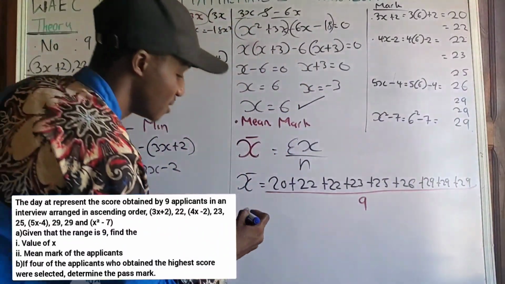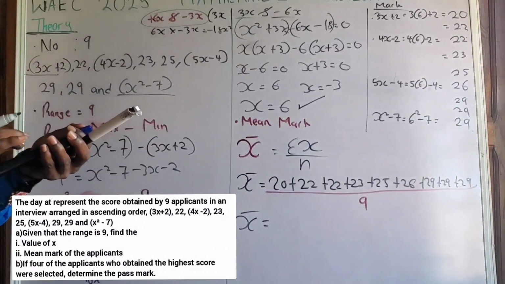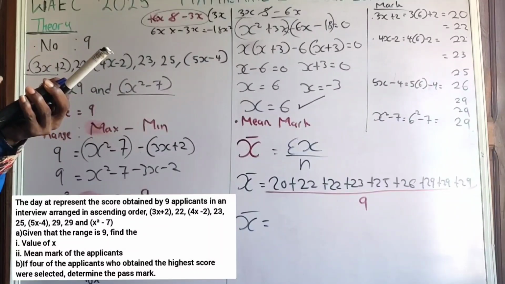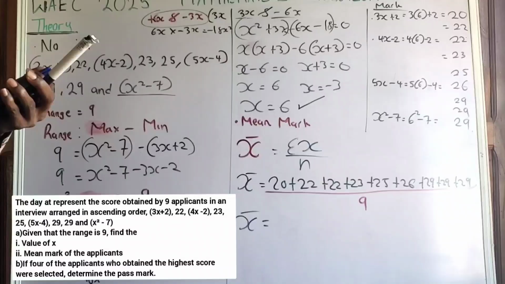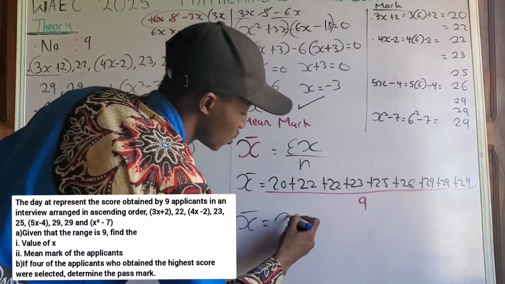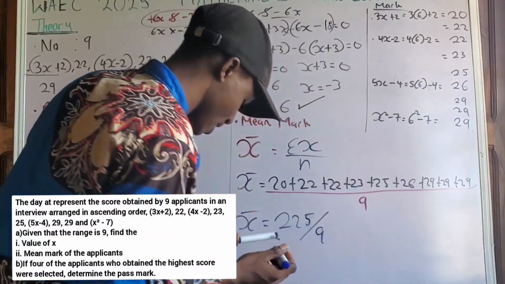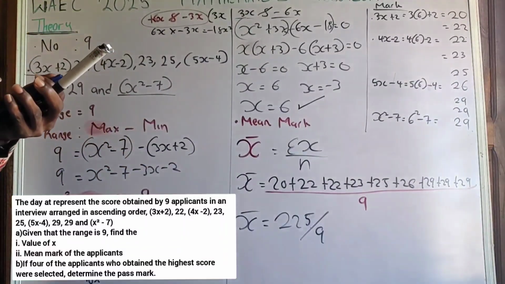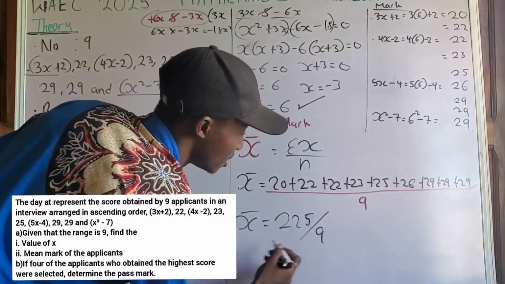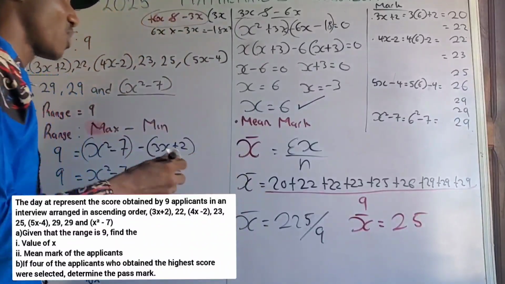The mean mark will be x bar equals 20 plus 22 plus 22 plus 23 plus 25 plus 26 plus 29 plus 29 plus 29. That is 225. So 225 all over 9. 225 divided by 9 will give us 25. So the mean mark is 25. The mean mark x bar equals 25. Are you getting it? So we are getting the mean mark.